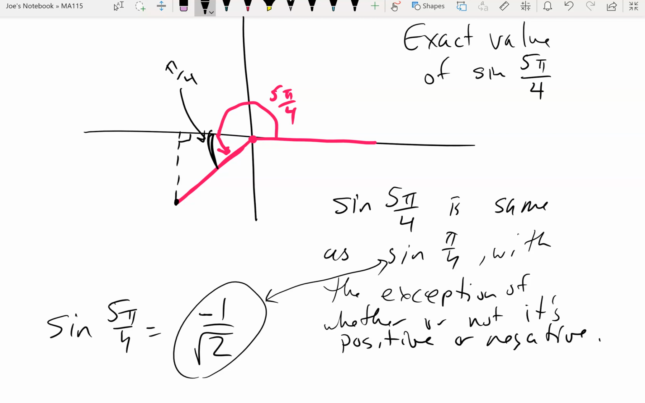I put in the negative because this terminal side makes this opposite side below the x-axis. That's how I knew it was negative. So it's 2 steps, right? First, I need the reference angle to tell me the value, and then I need to know where the terminal side is to give me the sign, whether it's positive or negative. Does that make sense?